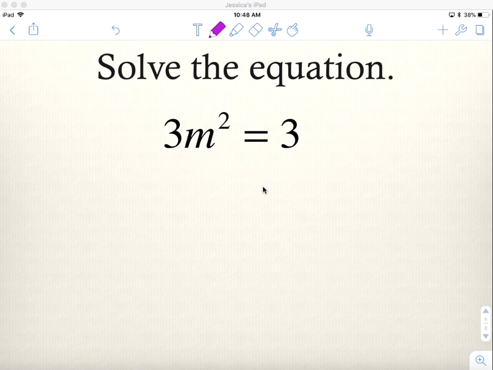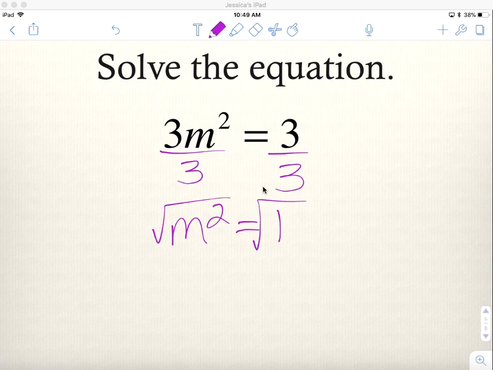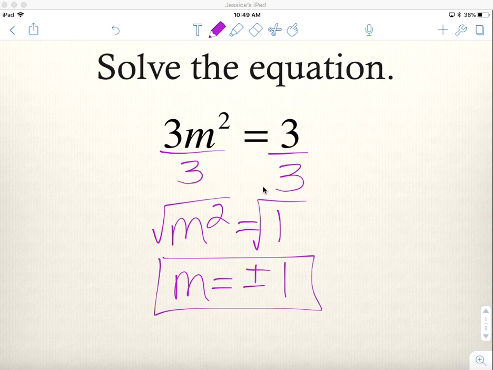Your first step for getting m squared by itself is to move over the 3 in front. Since that is 3 times m squared, the opposite is to divide it. So m squared is equivalent to 3 divided by 3, which is 1. Now we're ready to square root both sides, and we know that the square root of 1 is 1. Don't forget plus or minus in front.